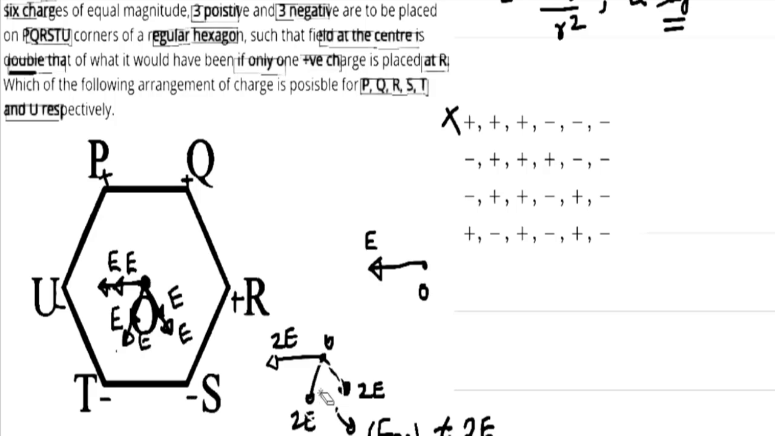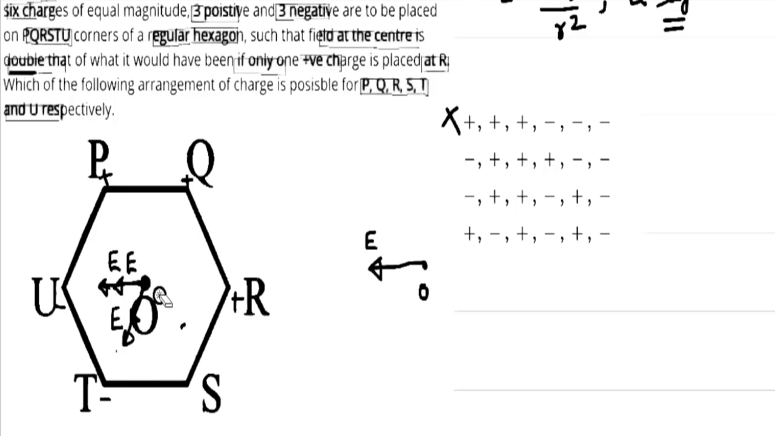Now again we are going to arrange the charges according to option B. So in option B, at P there is a negative charge, Q is positive, R is positive, S is also positive, T is negative, and U is negative. So due to the negative charge at P, the electric field will be in this direction. Due to Q, the electric field will be in this direction.